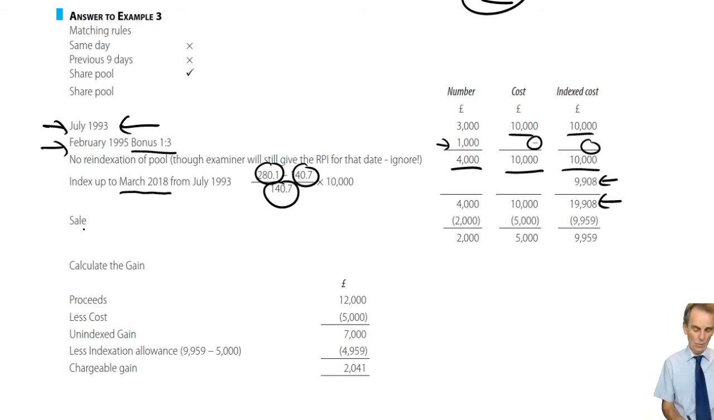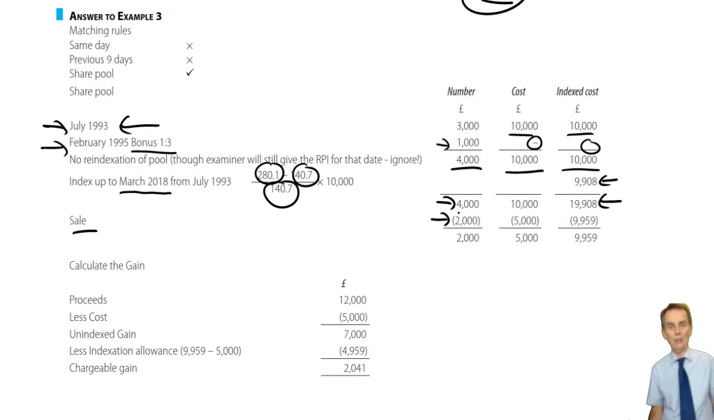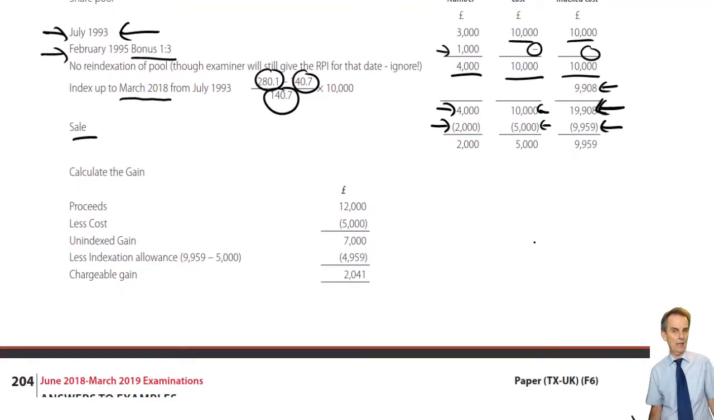Now we deal with the sale at this date, that date being March 2018. How many shares are being sold? 2,000 shares were sold out of 4,000. We therefore take 2,000 over 4,000, 2/4, 1/2 of the cost of 10,000 equals 5,000. Of the index cost of 19,908 is hopefully 9,954. Once you have those numbers, they feed into your gains calculation.